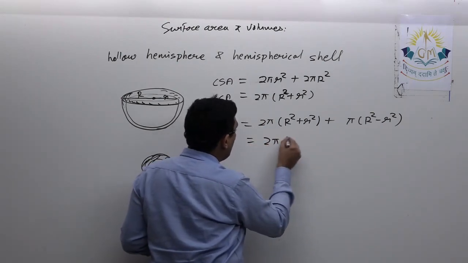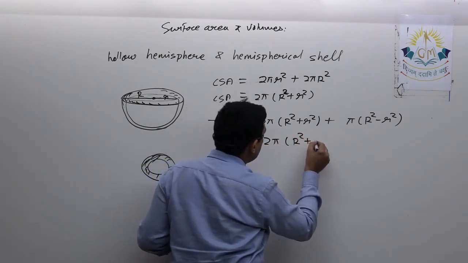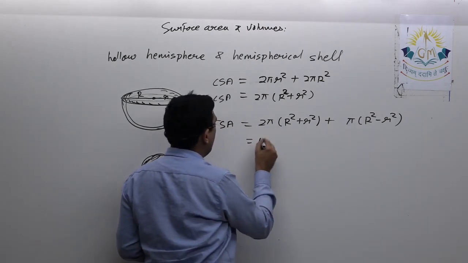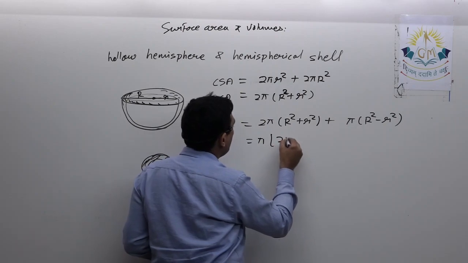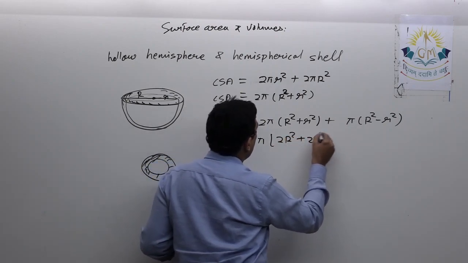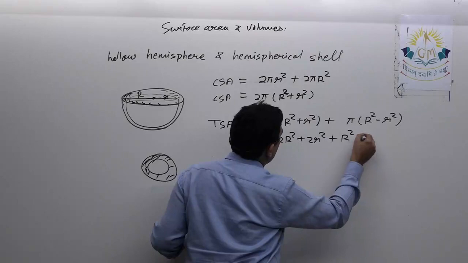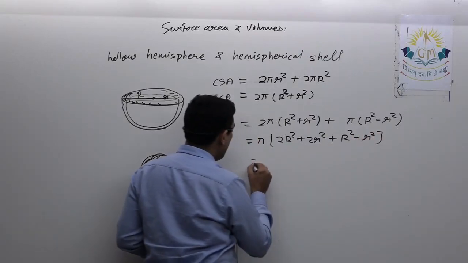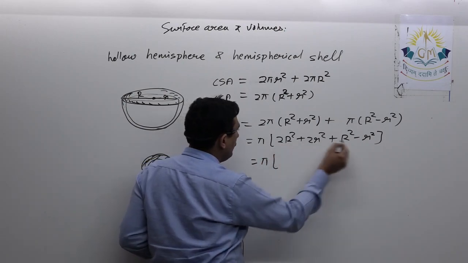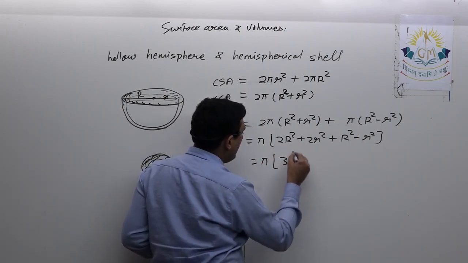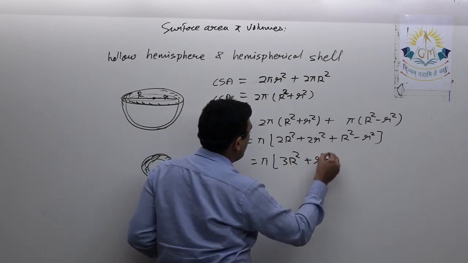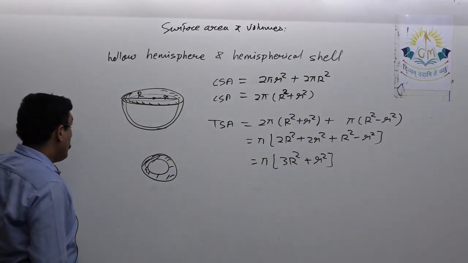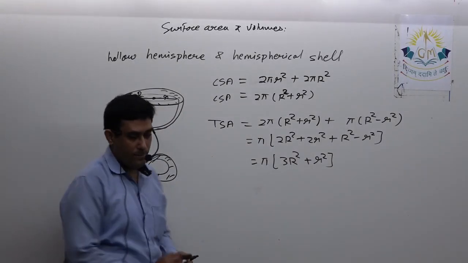Now definitely this can be simplified further. At the max I can take pi common. So if I take pi common, here you will get 2r square plus 2R square plus capital R square minus small r square. On simplifying further, 2 plus 1, that is pi times (3 capital R square plus 1 small r square). This is the total surface area of a hemispherical shell.